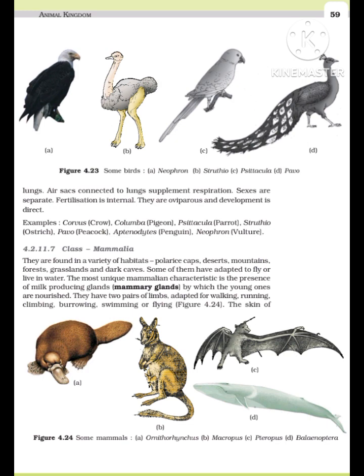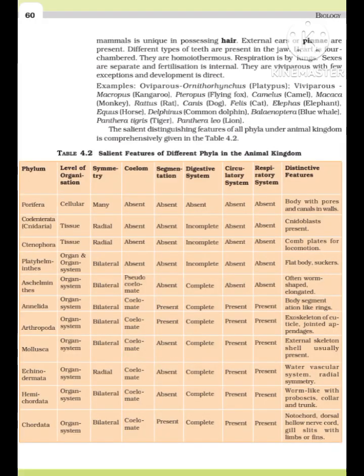They have two pairs of limbs, adapted for walking, running, climbing, burrowing, swimming or flying, figure 4.24. Some mammals: A. Ornithorhynchus, B. Macropus, C. Pteropus, D. Balaenoptera. Mammals are unique in possessing hair.